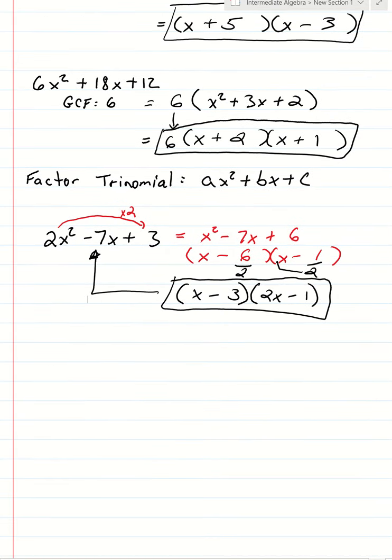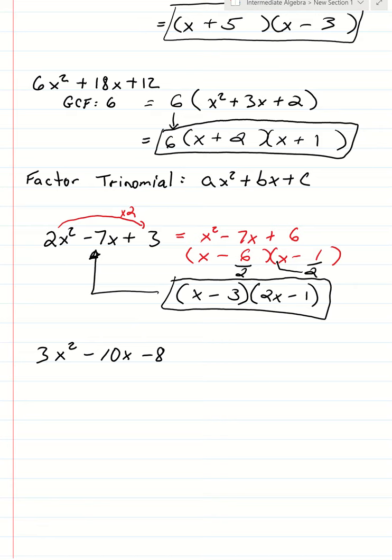Let's try a few others. Let's say we have 3x squared minus 10x minus 8. Step 1, it's in descending order. Step 2, the leading coefficient is positive. There isn't anything common to factor out of the 3 terms, so that takes care of step 3. It's not a 4 term, so we're not even going to worry about step 4.